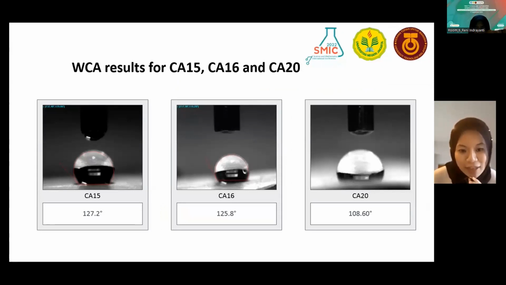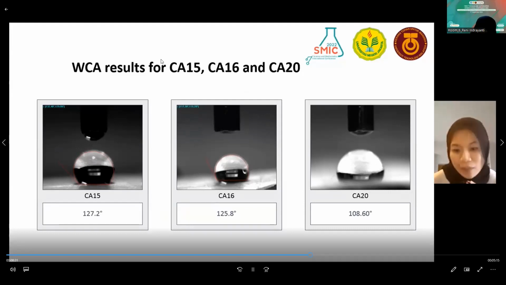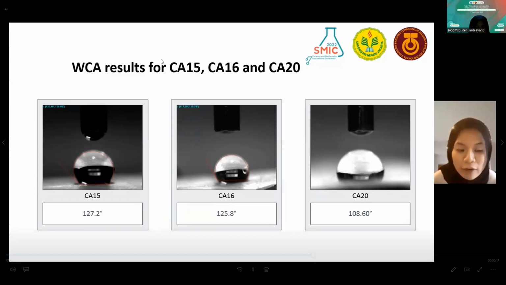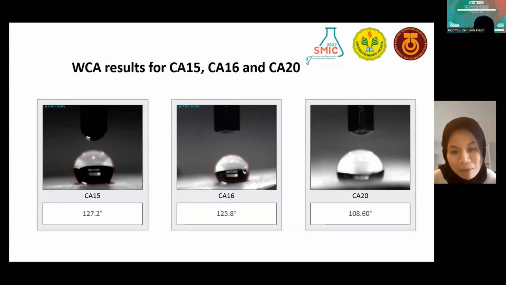So from the result here, we can conclude that as the concentration of cellulose acetate increases, the water contact angle decreases. So from here, we can see that the nanofiber displays hydrophobic properties. We want the wound dressing to be slightly hydrophobic so that the drug or the active compound can be released in a sustained manner as we are targeting chronic diabetic wound.